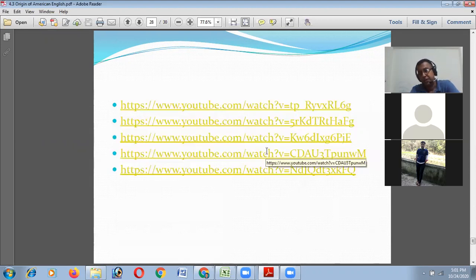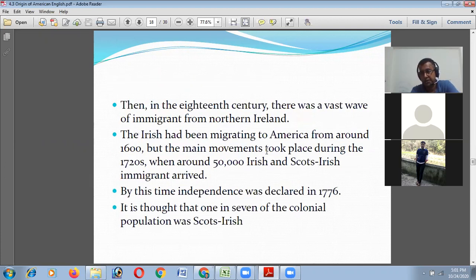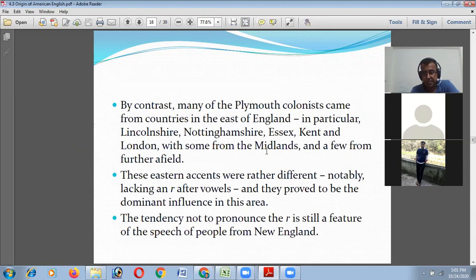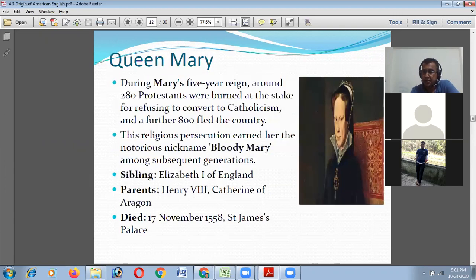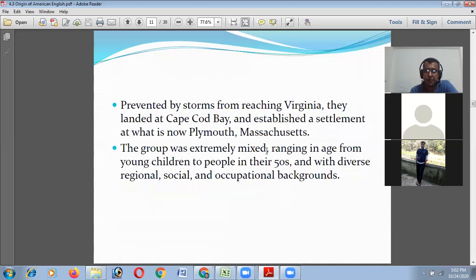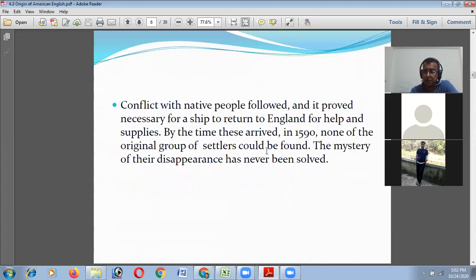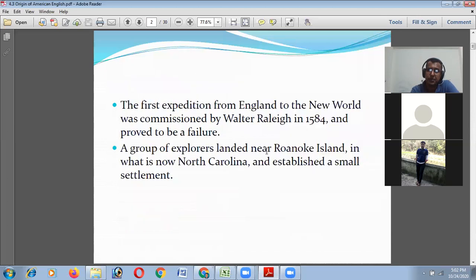So if I conclude, the first establishment in America by the British colonials was started in 1684, and after that many people left the UK and went to America at the time of Queen Mary, because Queen Mary was very ferocious to the Puritans of England. So many people left England and went to America.